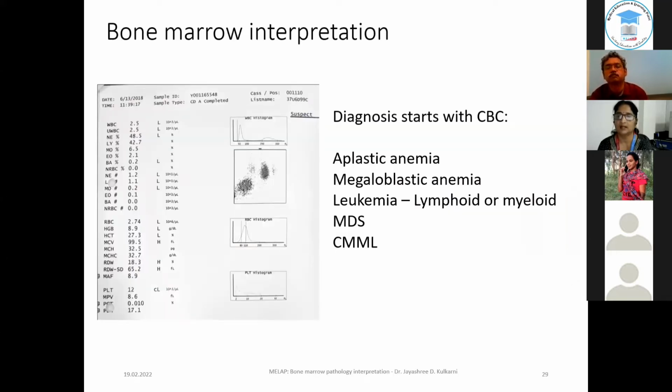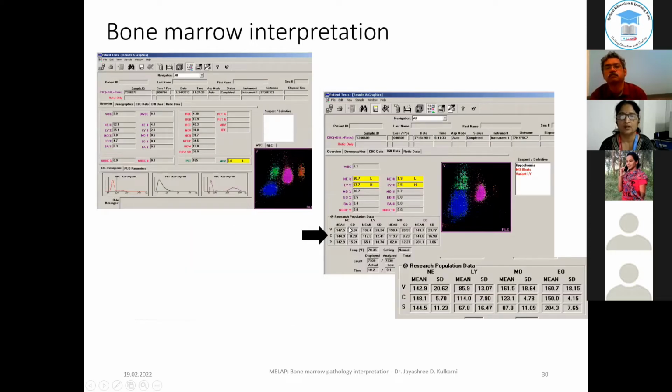But once again, I would like to tell you that your diagnosis starts with the CBC, especially in aplastic anemia, megaloblastic anemia, leukemias, MDS, CMML. At this stage itself, by looking at your scatter plots, the numbers, and also something called the research population data, which is in a lot of papers now. Start looking at them routinely.